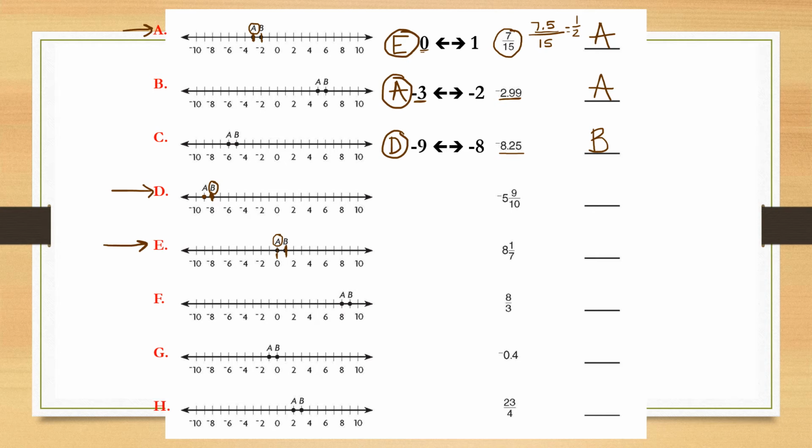-5 and 9/10 falls between -6 and -5 on the number line. We can find these two points plotted on number line C. -5 and -6. -5 and 9/10 is closer to -6 than -5, and that is point A.